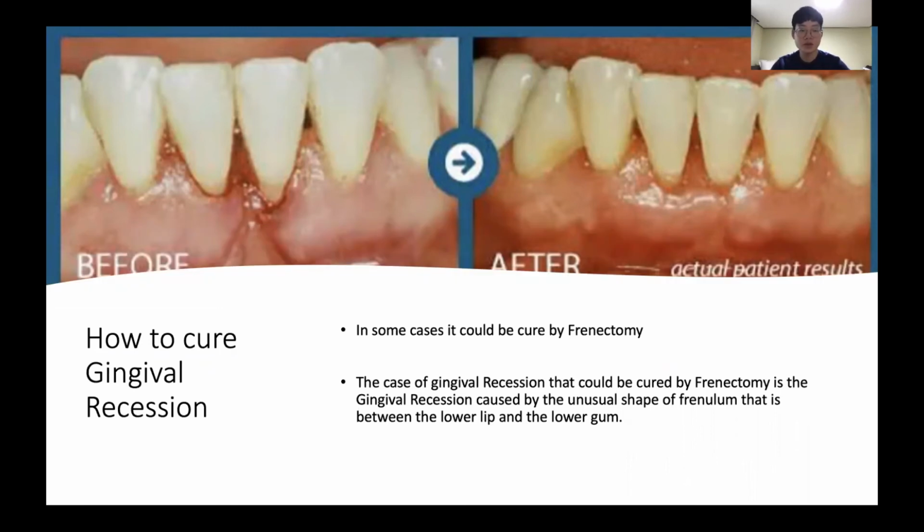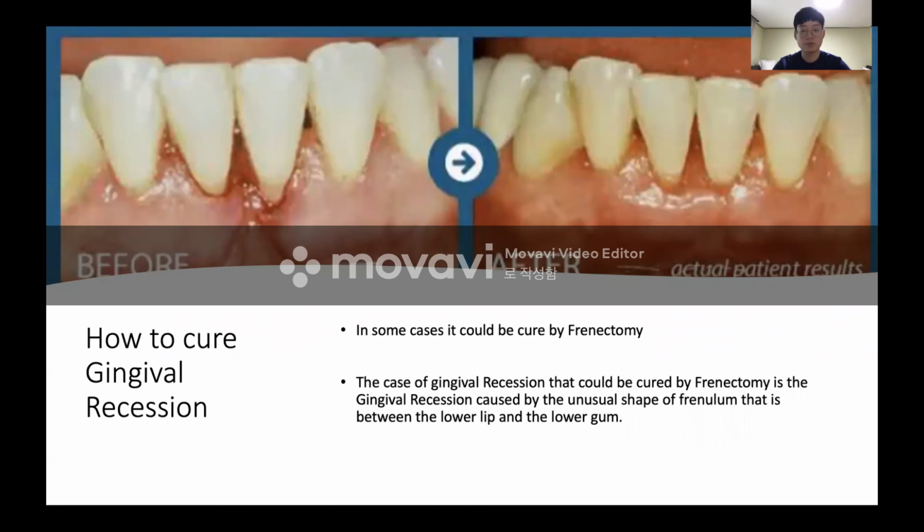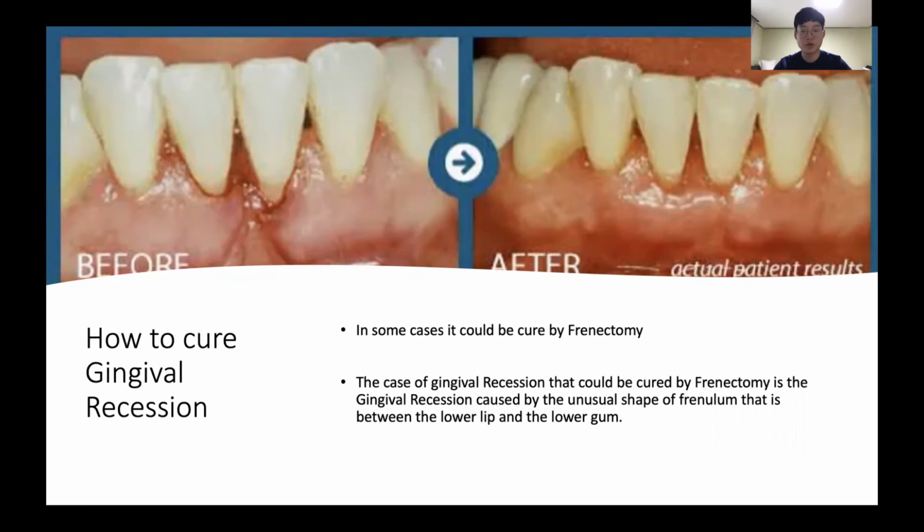In some cases of gingival recession, it happens because of the overextending frenulum. Because the frenulum is overexpanding, it grabs the gum lower, and cause gingival recession. So we can use frenectomy to remove that frenulum and get the gum to normal position.